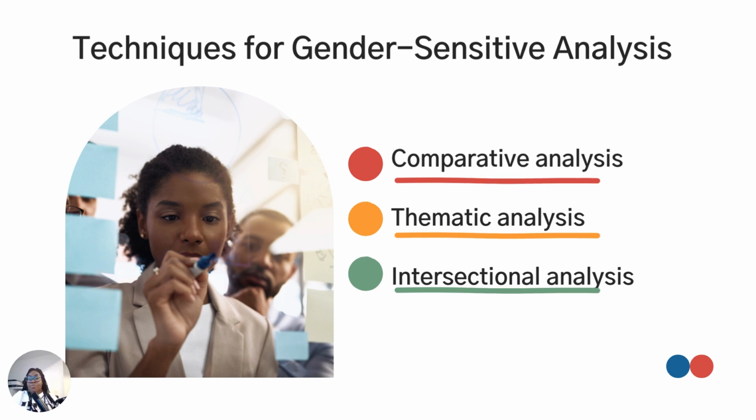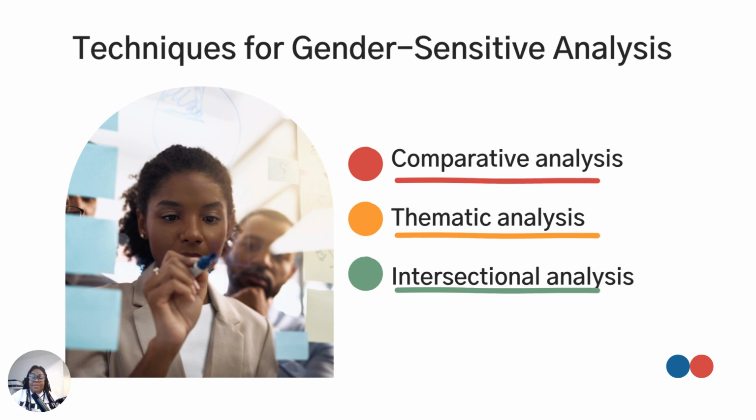This technique is about more than just comparing numbers. It's about understanding the stories behind the data. By comparing data across different gender groups, we can identify inequities and disparities. For instance, in a healthcare program, comparative analysis might reveal that women are less likely to access certain services compared to men, prompting further investigation into the causes and potential solutions. We will explore that a little again in the slide coming up.